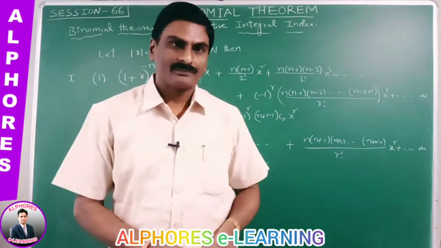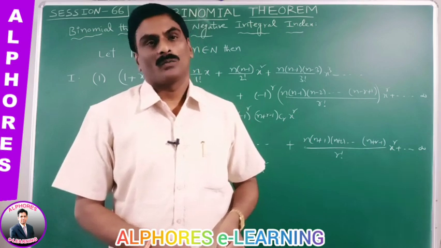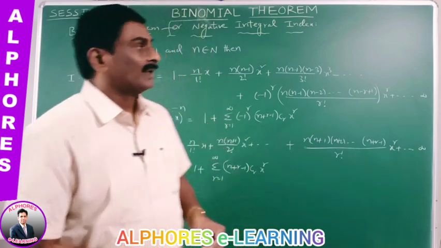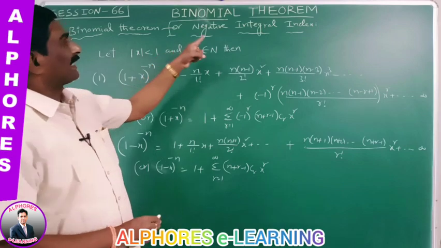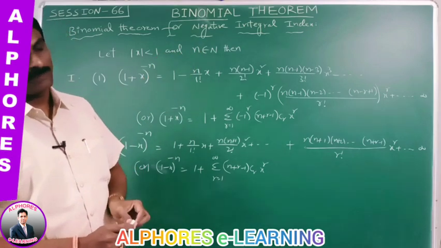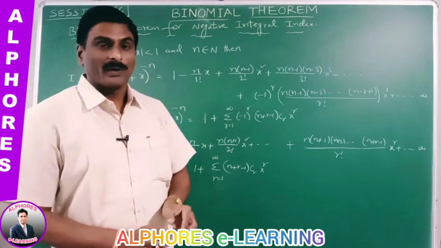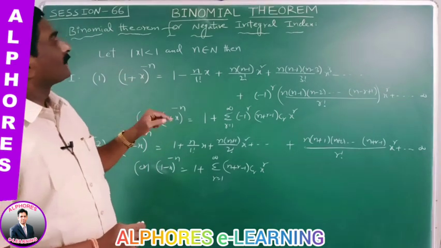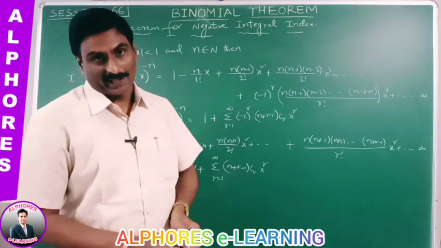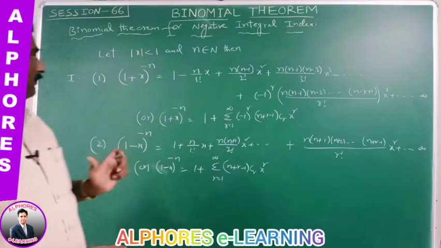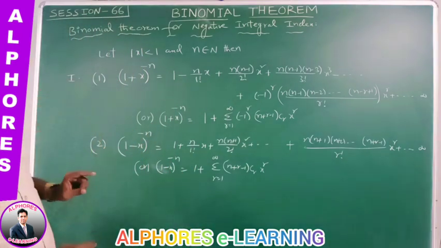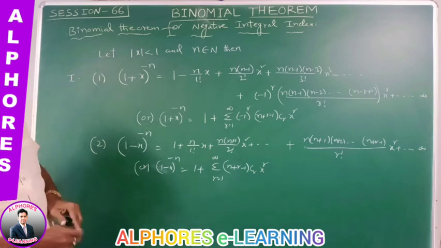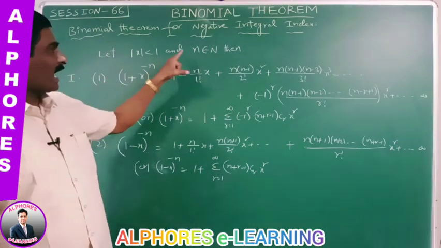Dear students, we have already started the binomial theorem for negative integral index. Now I am continuing this binomial theorem for negative integral index. Please note the formulas. Let mod x less than 1 and n belongs to N.